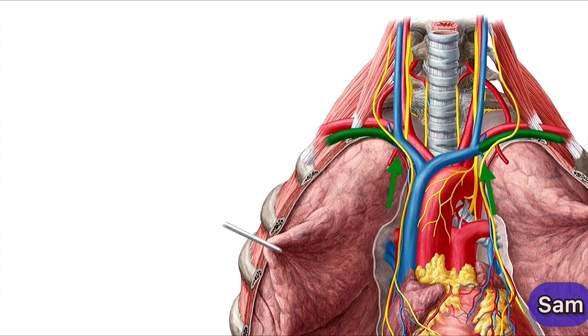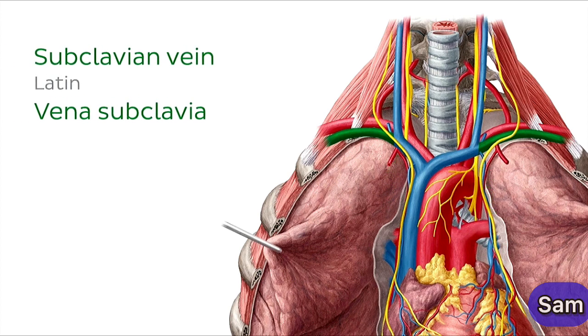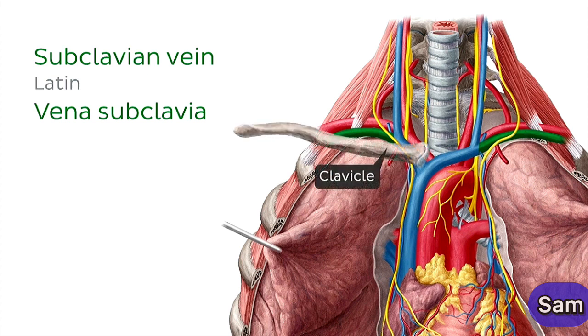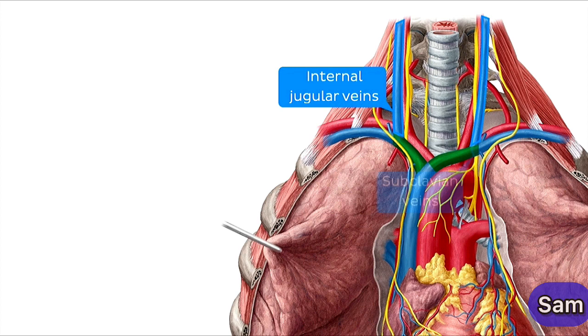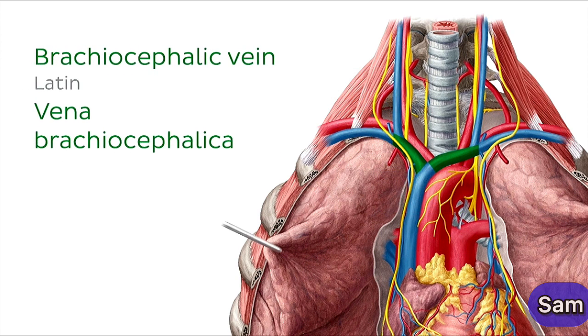The blood from the upper limbs, meanwhile, is travelling back to the heart in the veins that you see highlighted now, called the left and the right subclavian veins. And as the name suggests, you would find these just beneath the clavicle or the collarbone. The blood from the internal jugular veins and the subclavian veins then merge together to form the left and the right brachiocephalic veins.